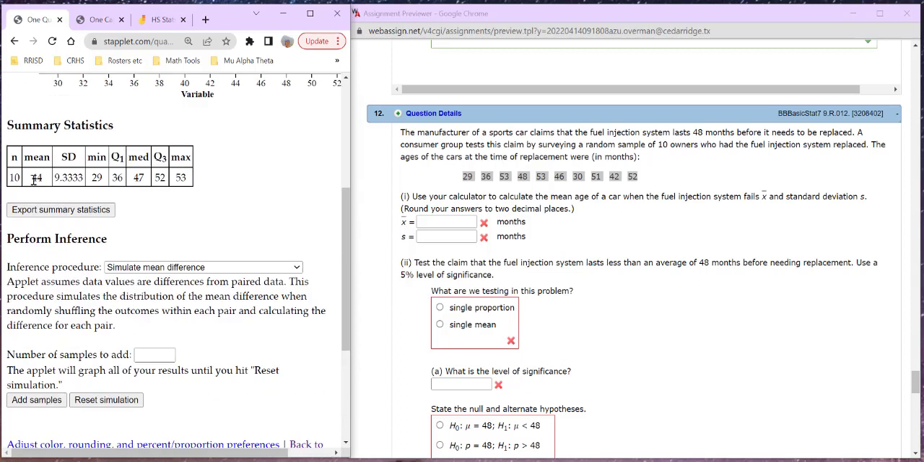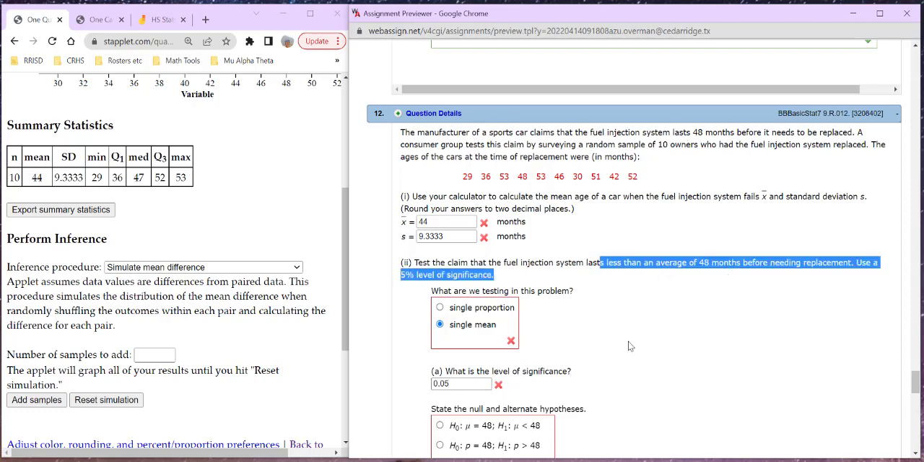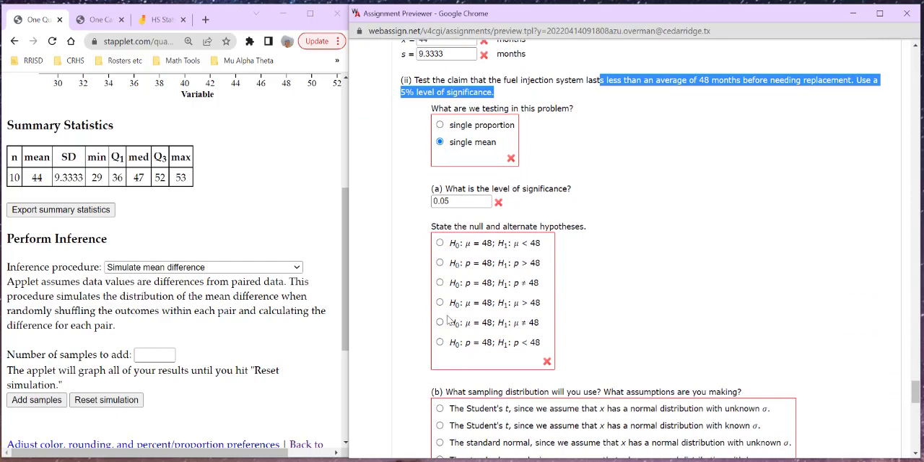And we'll need X bar. That's our mean. So our mean is 44. And our standard deviation is 9 point, I put all the decimals. And we're doing a single mean. I know I can get this stuff right, 0.05. And we're worried about, they claim it lasts 48 months. And we're worried about less than. So mu equals 48 and less than 48.